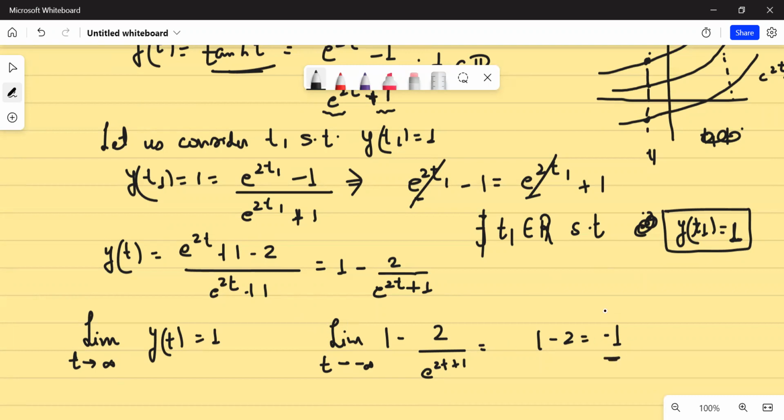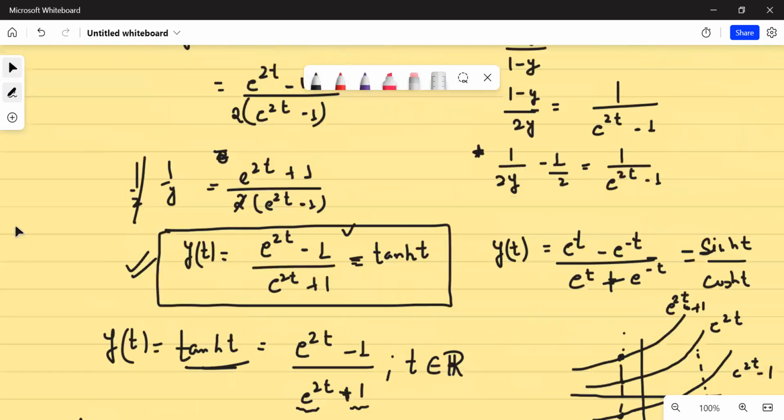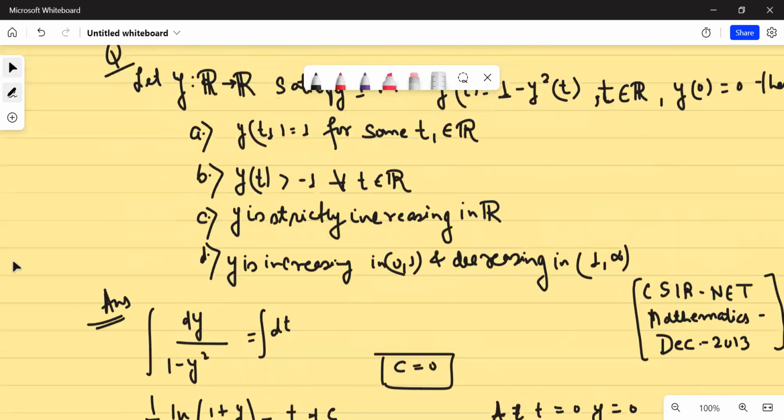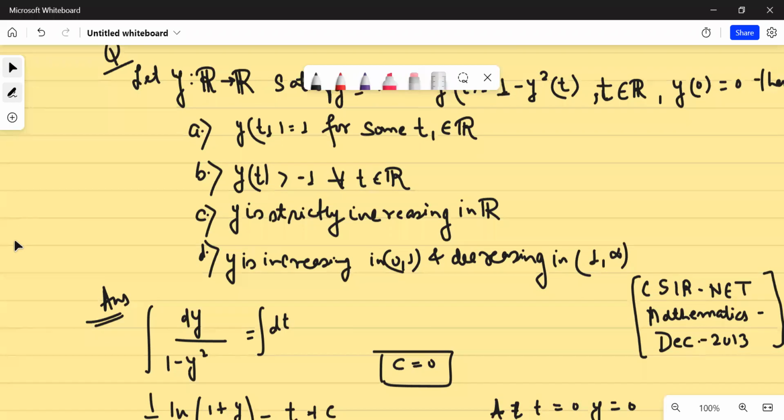Till this part, everything is clear. Is that clear or is that not clear till now? Clear, sir. Okay. Now, let us try to see. The question also has a few options. Okay, y(t) is greater than minus 1, we'll see to it, and y(t) is increasing and decreasing, we'll see.